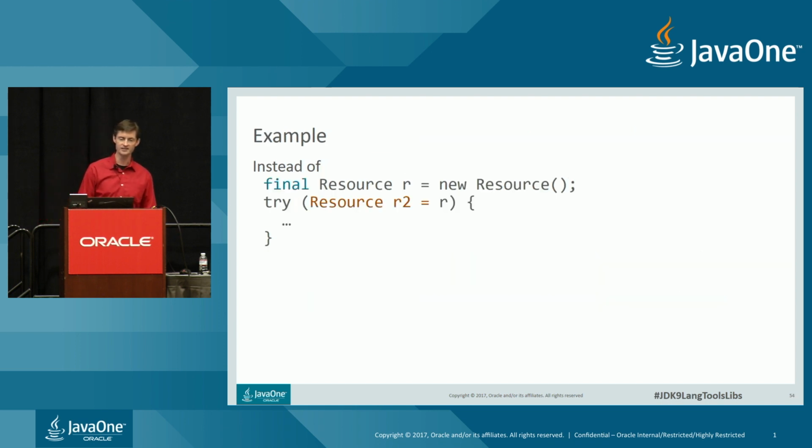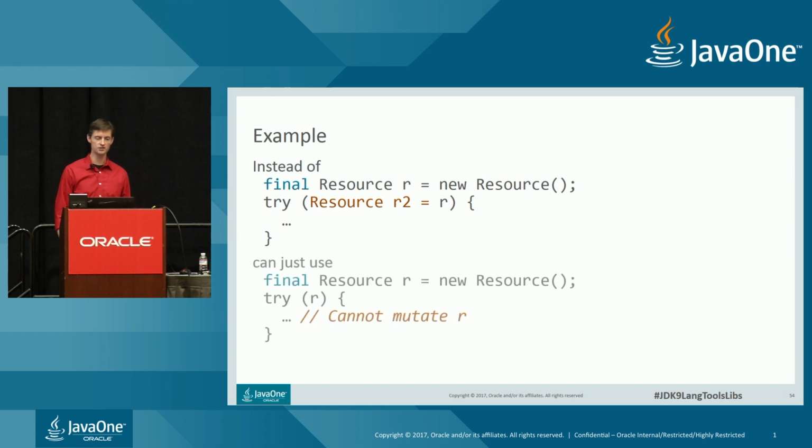And that is indeed the change we've now made in JDK 9. So if you already have a final variable, you don't have to make a new one. You can just reuse the one you have. So it makes the try with resources statements a bit more concise.